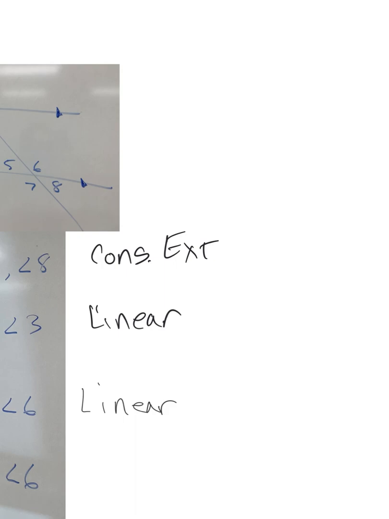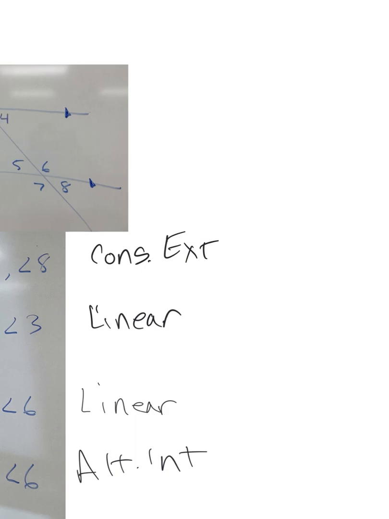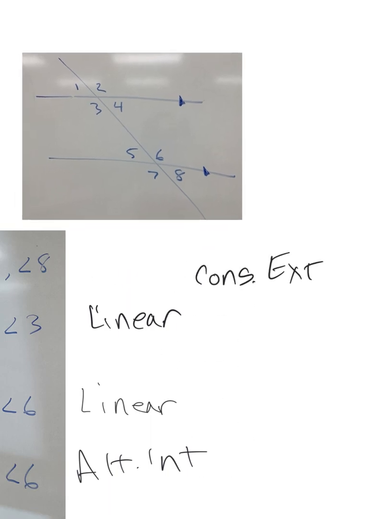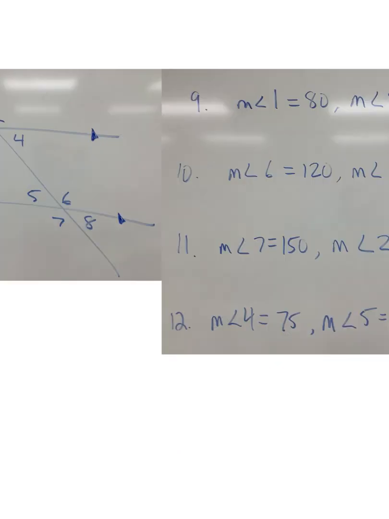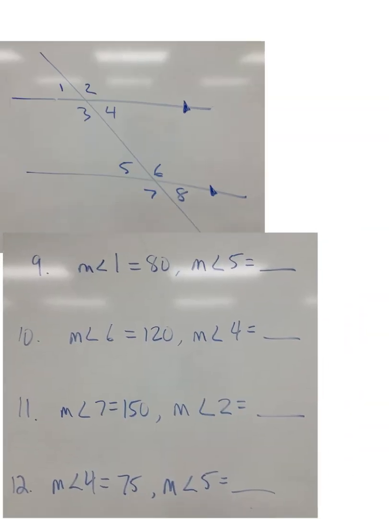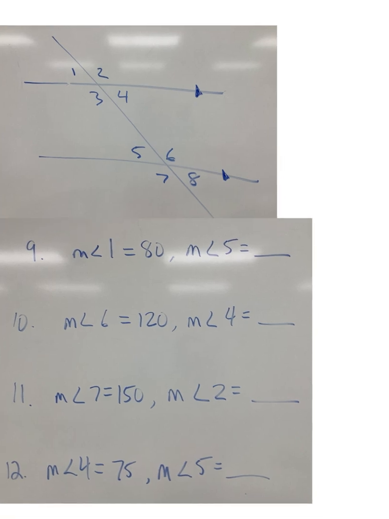They are alternate interior. And what do you do with those? What does alternate interior mean? They switch. Are they equal or are they supplementary? They're equal. Yes, these need to be moved over. Okay. And again, these will need to be moved. If the measure of angle 1 is 80, what is the measure of angle 5?